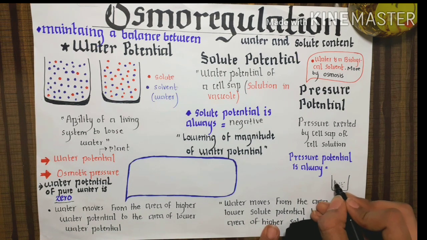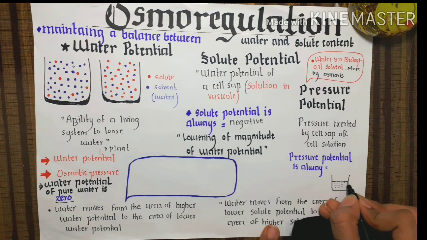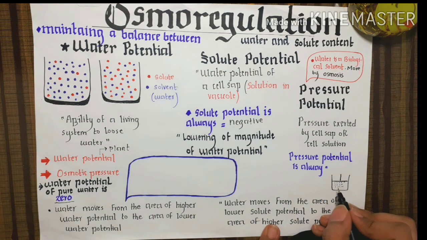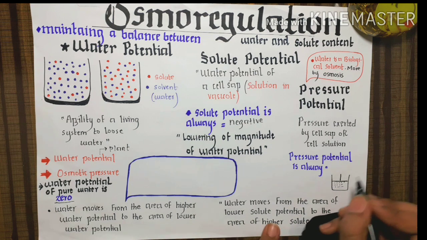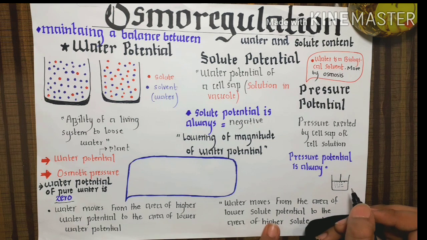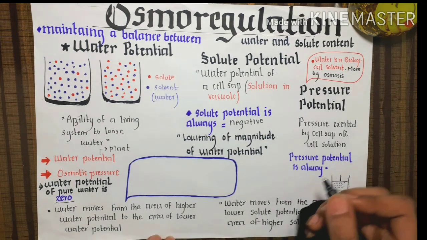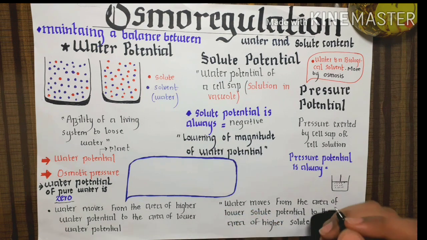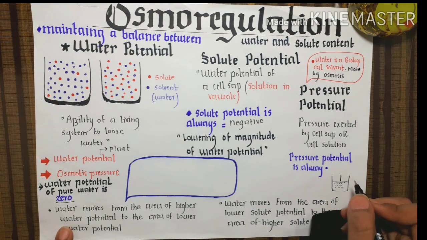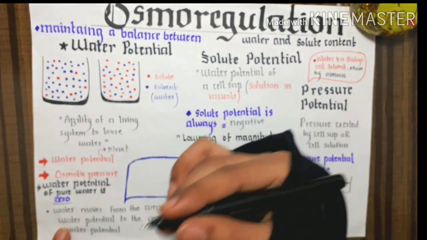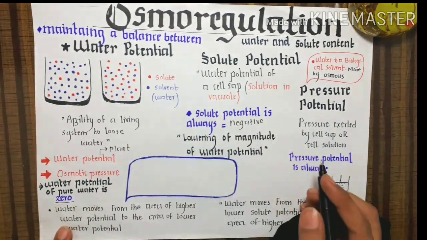When we apply pressure on the container, what happens? The pressure of the cell or the container increases. When the pressure increases, we can say that the turgor pressure or the hydrostatic pressure of the container increases. So we can say that it increases the water potential.